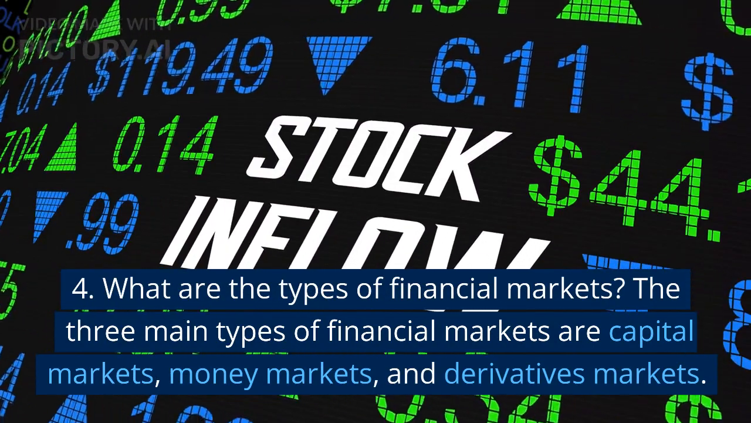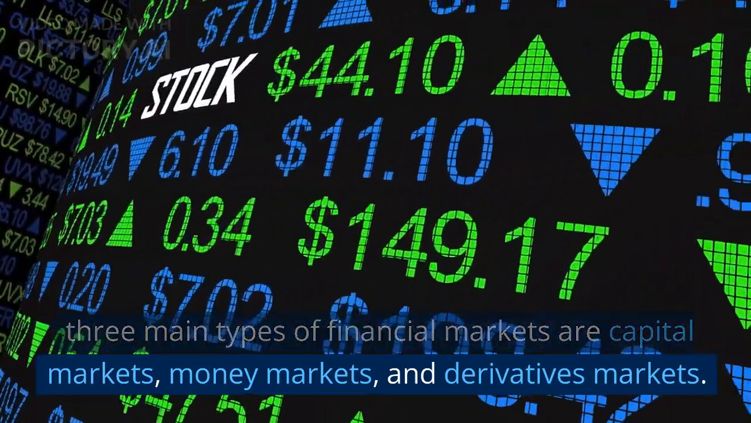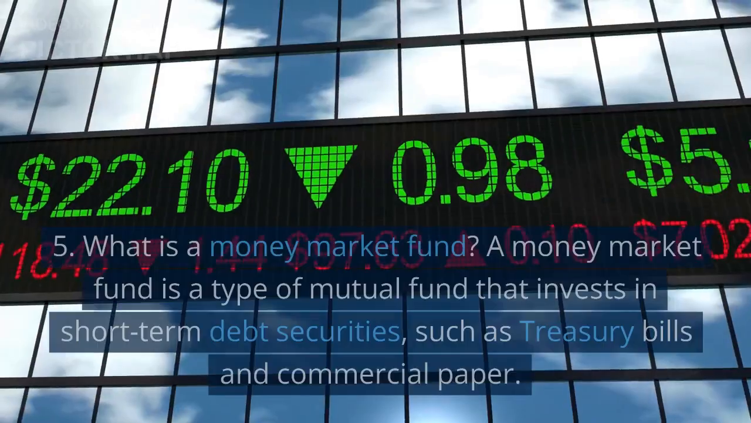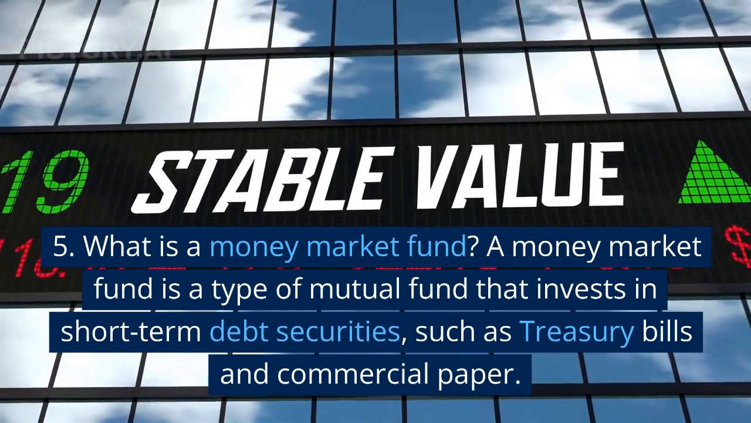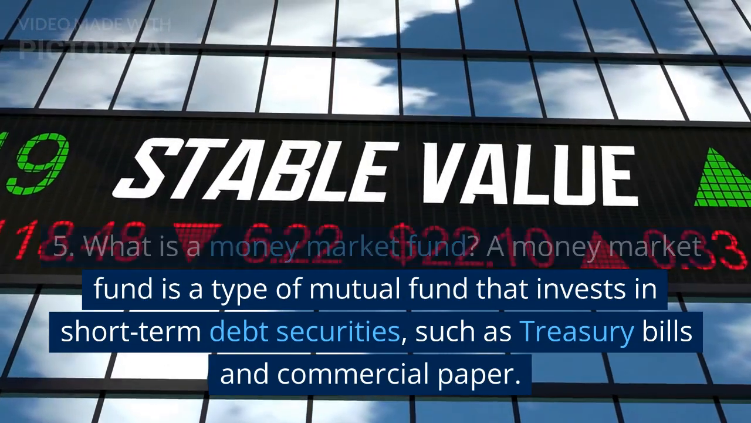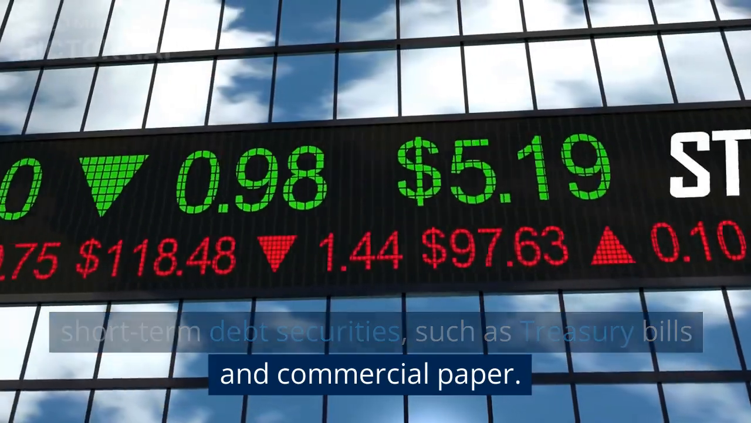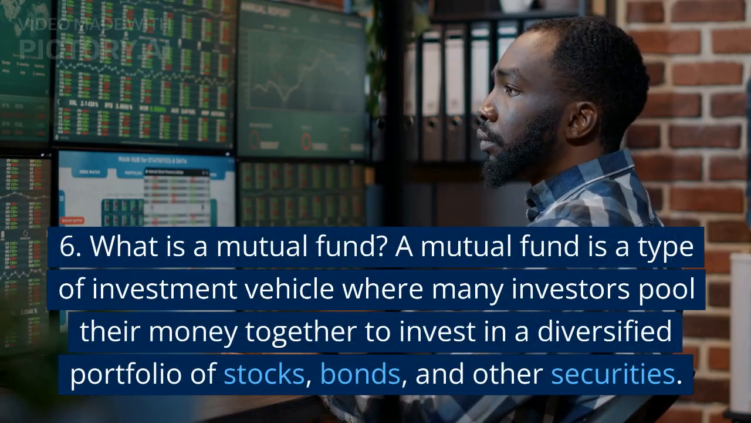The three main types of financial markets are capital markets, money markets, and derivatives markets. 5. What is a money market fund? A money market fund is a type of mutual fund that invests in short-term debt securities, such as treasury bills and commercial paper. 6. What is a mutual fund?